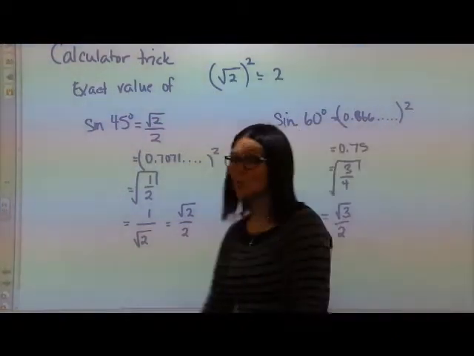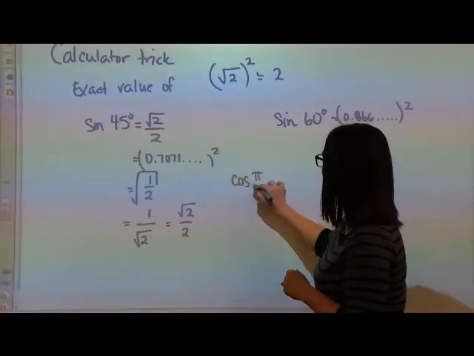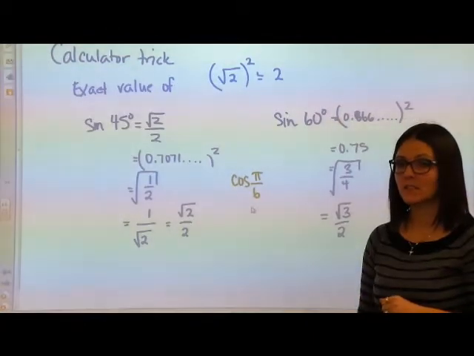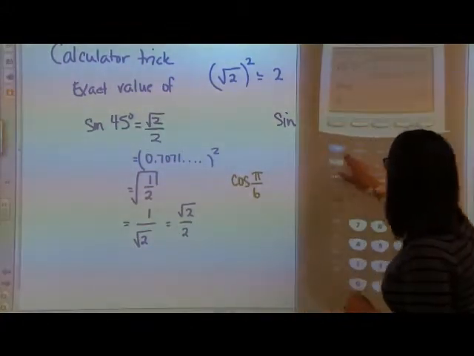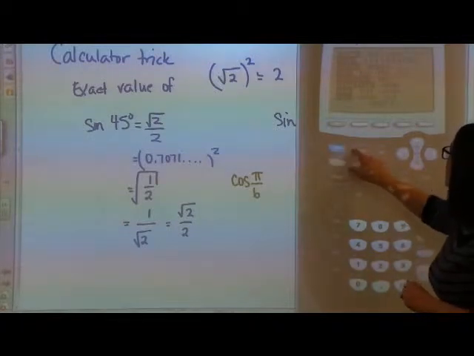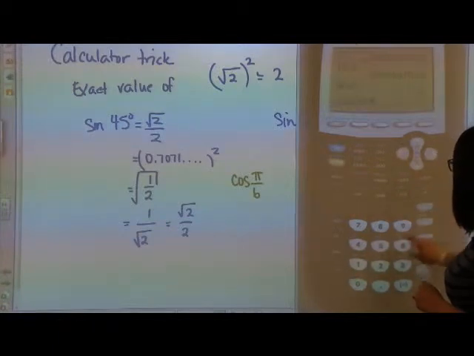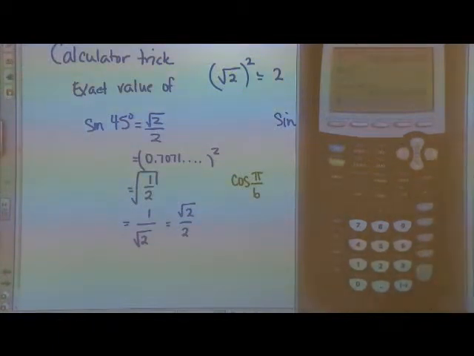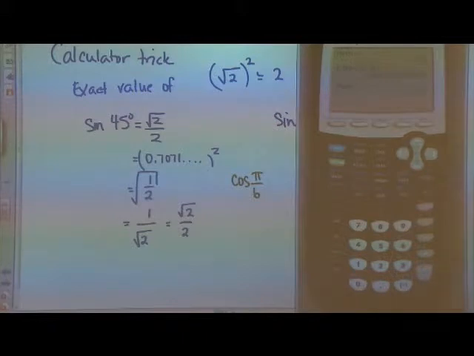If I go into radian mode, and I want to calculate cos pi over 6, it is going to be the exact same method. Only now I go into radian mode first. And it's cos pi divided by 6. And there's my 0.8660, which when I square it, gives me 0.75, which as a fraction is 3/4, and then I undo the squaring.